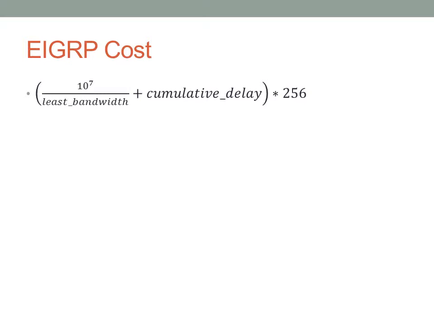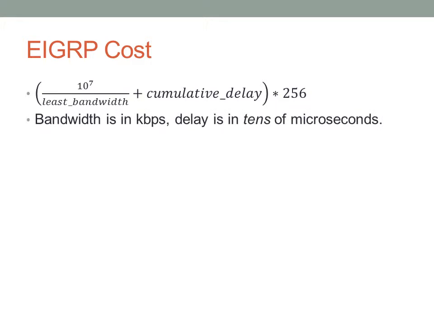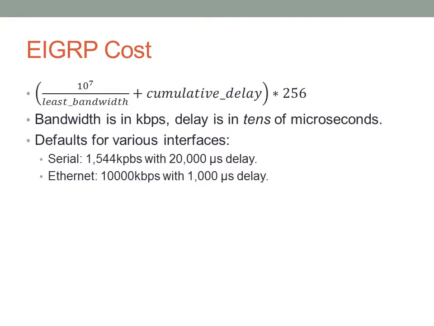Now, in the case of OSPF, it would add the cost on each link. With EIGRP, it actually looks at the lowest bandwidth over the entire path and uses that as its least bandwidth parameter. It's also going to take the delay on each link and add that up, so it will use the least bandwidth and cumulative delay. Now, the bandwidth is in kbps, cumulative delay is measured in tens of microseconds, and so here are some defaults. You can play around with these numbers and actually calculate what some of the associated costs are.